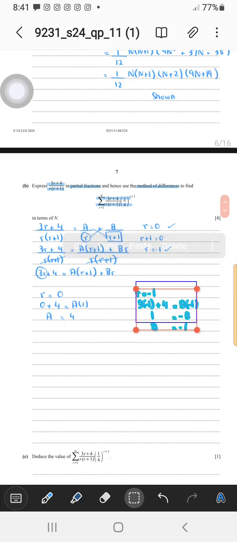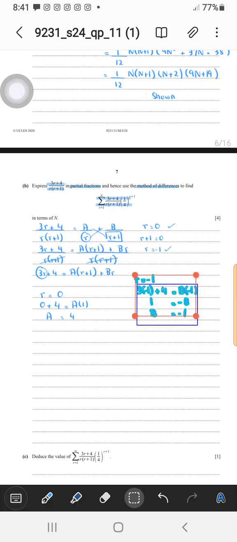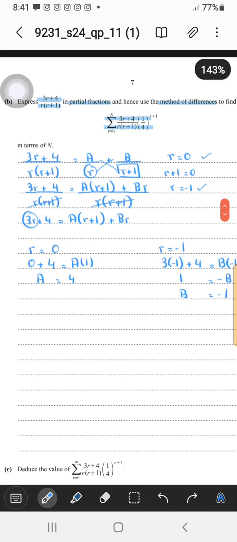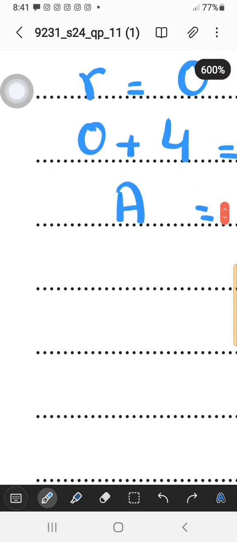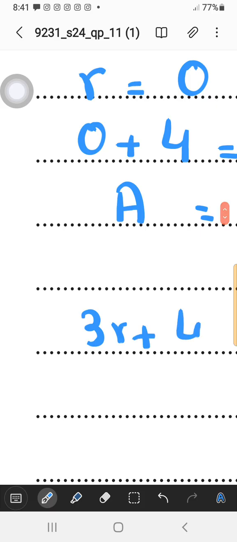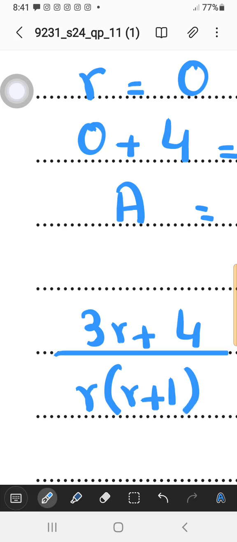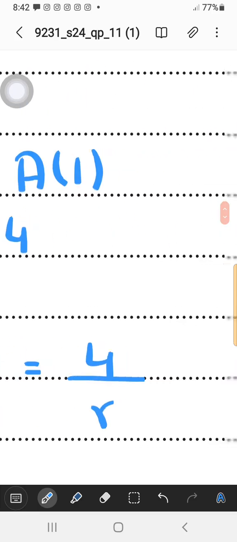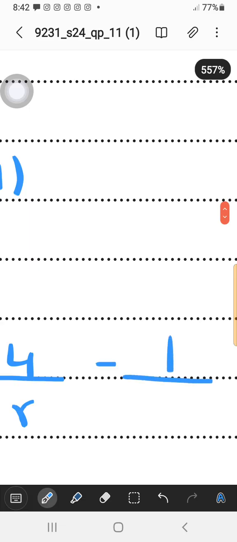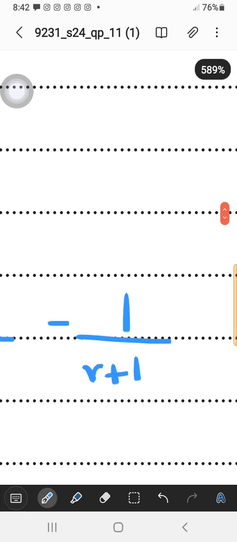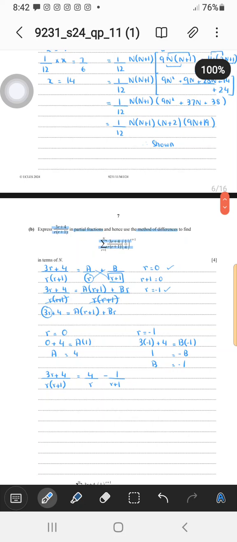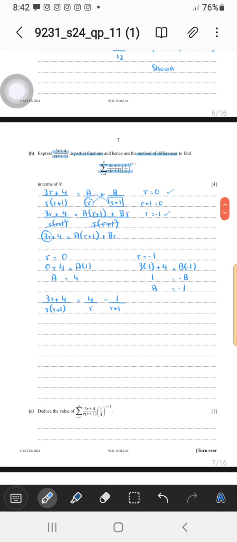Let me move it above for getting space. That will be okay. We will write 3r plus 4 upon r plus 1 is equal to 4 upon r minus 1 upon r plus 1. Now there is still a lot of working and we will solve it.